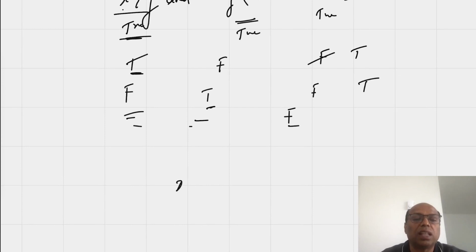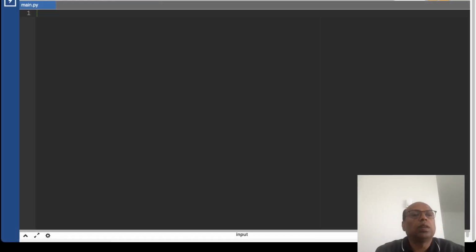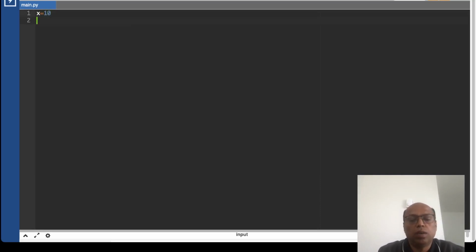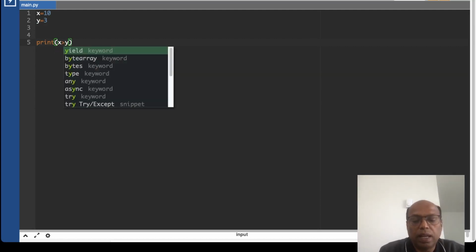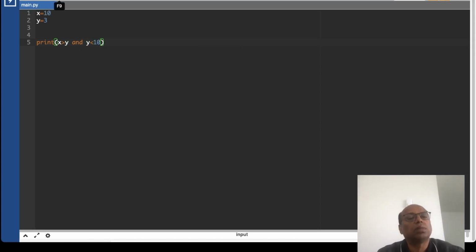Now the next is the NOT operator. If I say x is greater than y, 10 is greater than 3 is true. If I put not before it, the not will convert true to false. That's it. Let us see how it is working. So I have written like this: x is equal to 10, y is equal to 3. I'm going to say print x is greater than y and y is less than 10. See what is the answer.